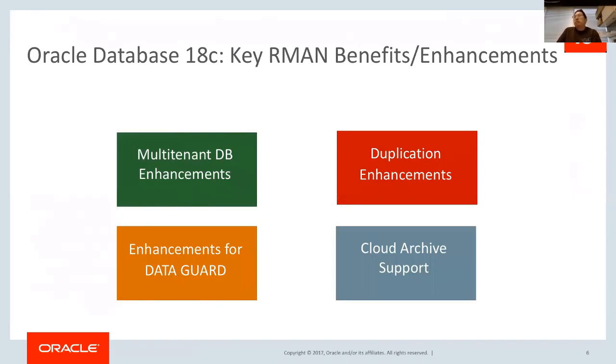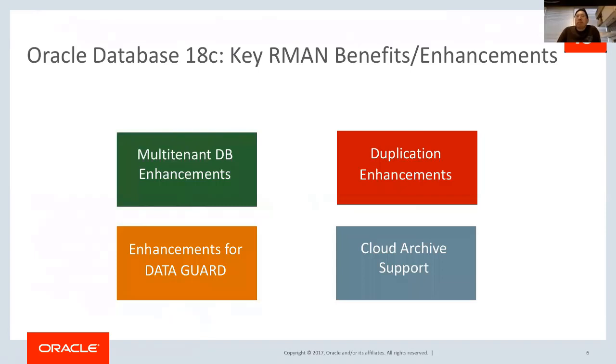Had some interesting features in RMAN, new features in RMAN, and specifically these are the areas that you see here. So enhancements around multitenant databases, duplications for Data Guard, and the support of cloud archive storage, right? So there are two different types of archive storage in the Oracle Cloud. One is the standard object storage, and there is the archive storage for a longer retention.